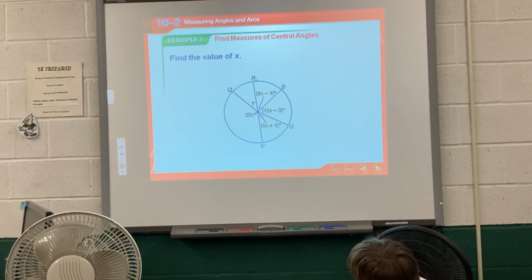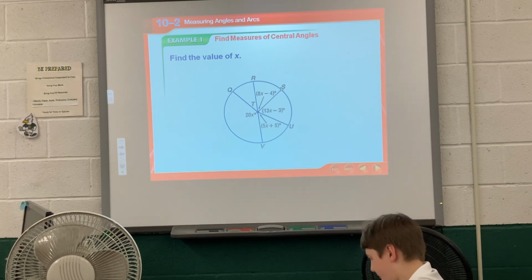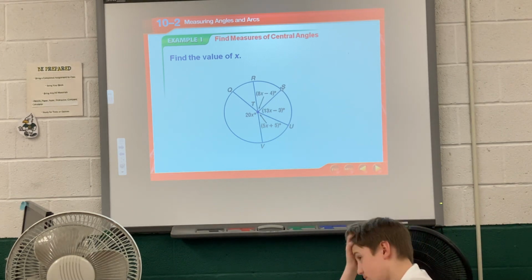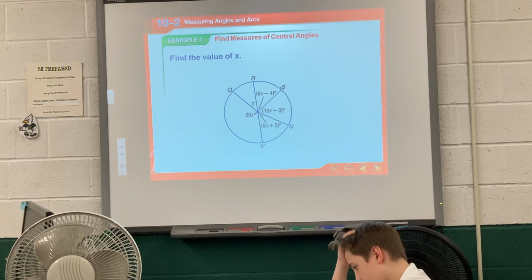QTR. RTS is my central angle, and RS is my minor arc. And so they go together. Your minor arc and central angle are equal in degrees. They're the same measure.